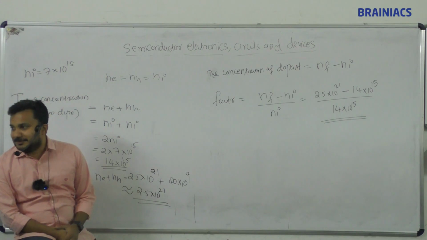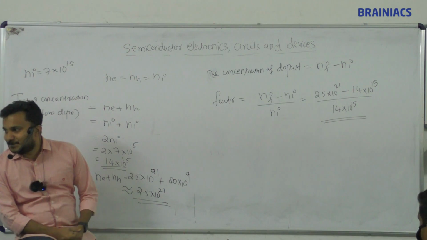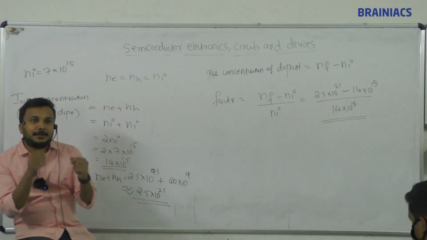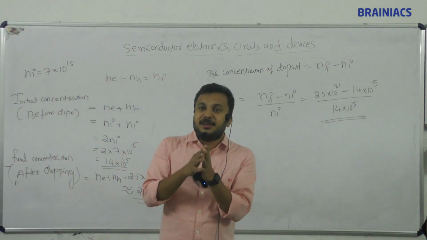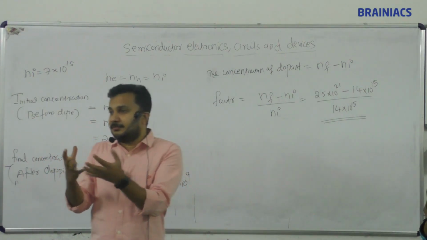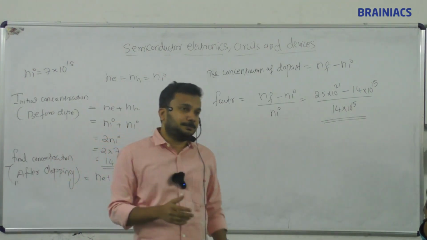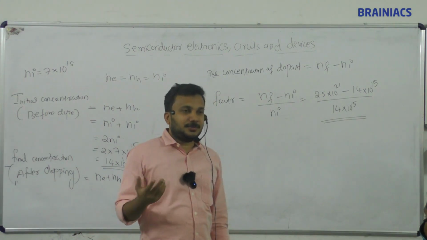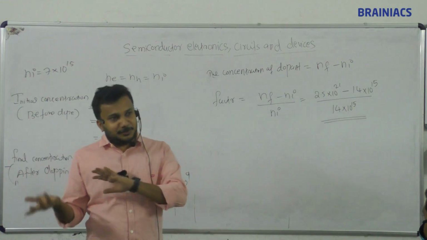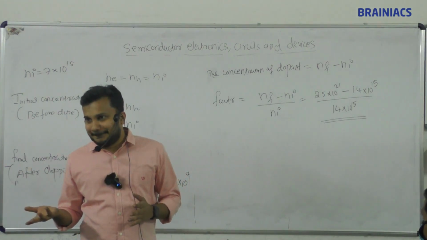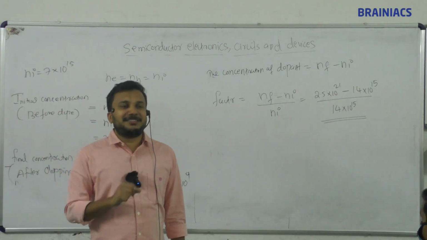P type, N type materials, correct? When P type and N type materials are connected together, it is called a PN junction. What is happening inside when a P type material is connected with an N type material? Electrons will move from N to P and holes will move from P to N. Then what will happen? Depletion regions will be formed.